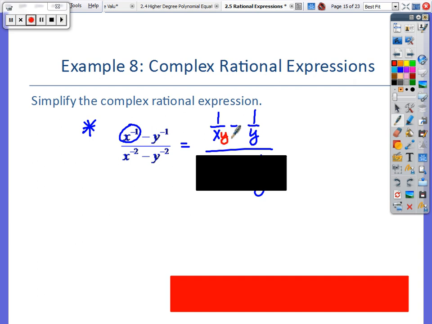So I need common denominators. And so I need a y there, I need an x there. Now I can squish these together. I get y minus x over xy. Okay, there's my numerator. I got my line. Now I got to figure out the denominator.